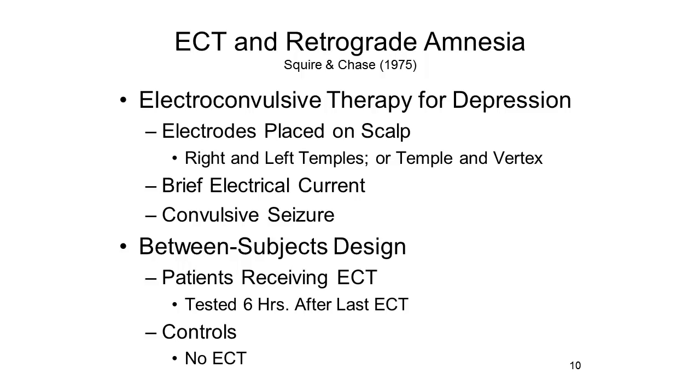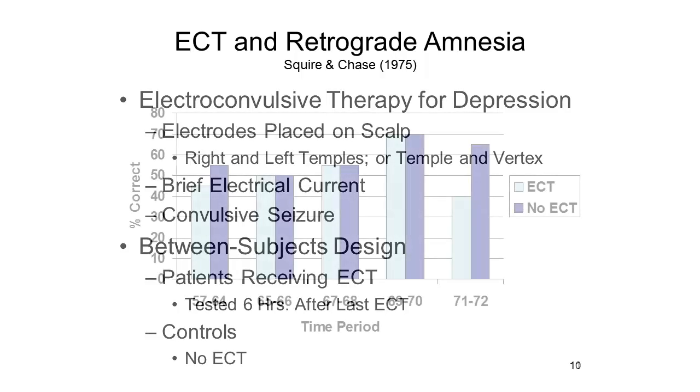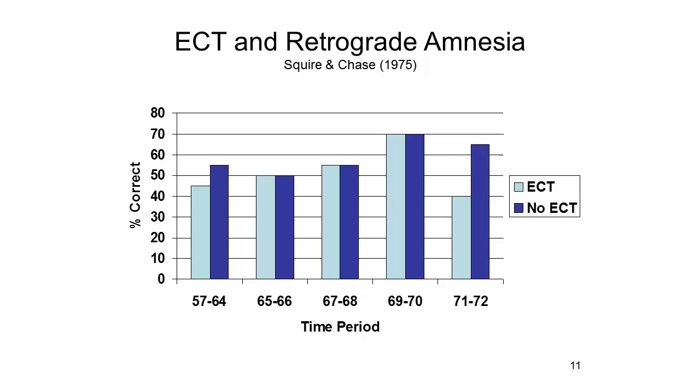In a pioneering study by Squire and Chase, depressed patients were asked to recall news events from various periods of time before their hospitalization. Some patients received a round of electroconvulsive therapy, ECT, before the test, others did not. The study was conducted in 1973. It's a classic study. What you can see here is that the patients who received the ECT had a lot of difficulty recalling events from the previous 1 or 2 years, compared to patients who had not received the ECT. That's the traumatic retrograde amnesia induced by the treatment.